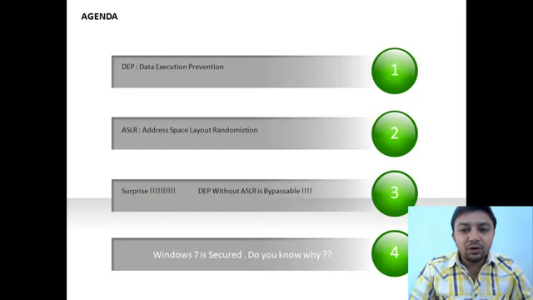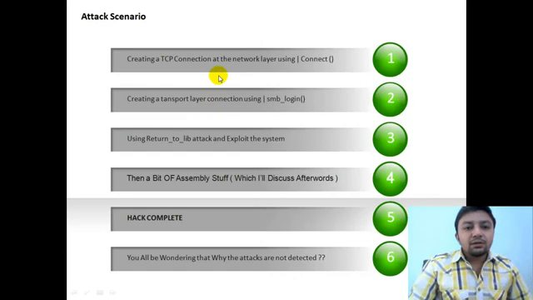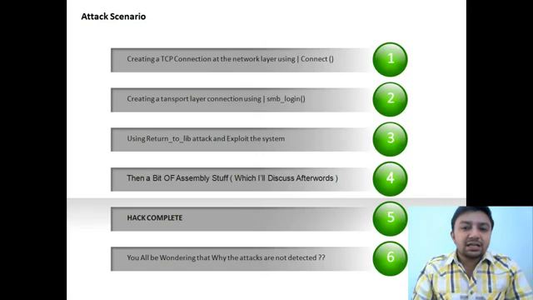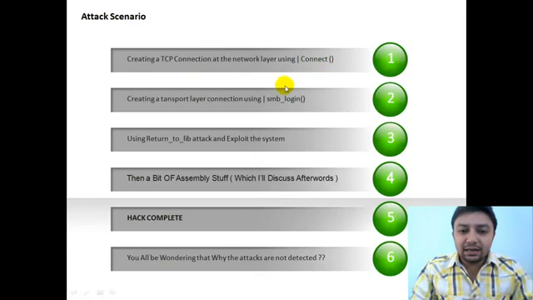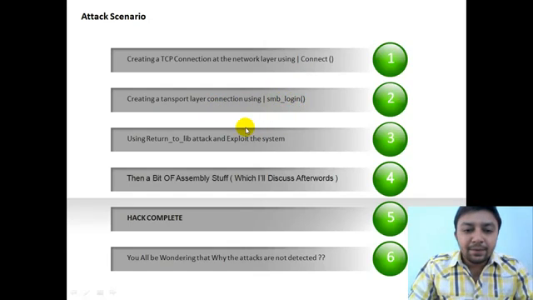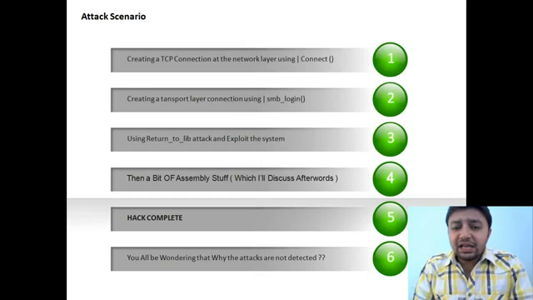Now we will discuss a simple attack scenario of the NetApi vulnerability. When we click exploit, what happens is, it creates a TCP connection using the connect function, and in the next part it creates a transport layer connection using the SMB login function and performs return-to-libc attacks and exploits the system. If DEP and ASLR are both present, then these return-to-libc attacks cannot work properly, and then we will do a bit of assembly stuff.